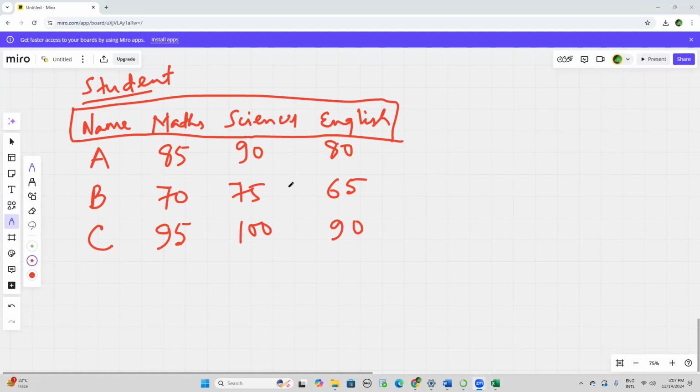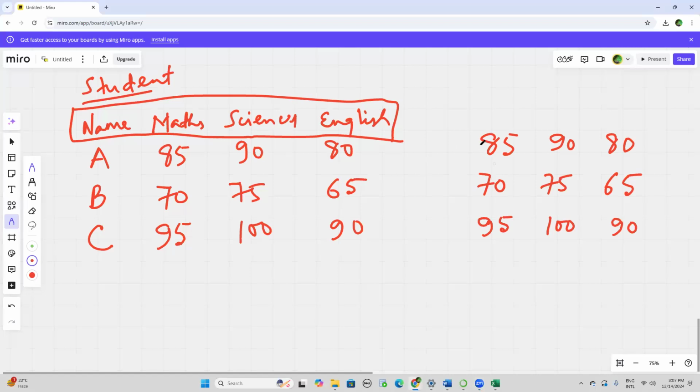Now, if I have to represent this in terms of matrix, how will I write it? I will write this as 85, 90, 80, 70, 75, 65, and 95, 100, 90. So in matrix format, if I have to represent it, I will say this is the corresponding matrix for it.